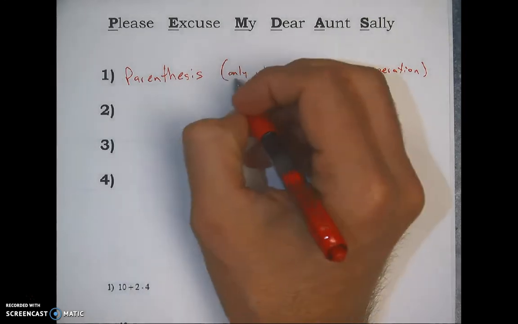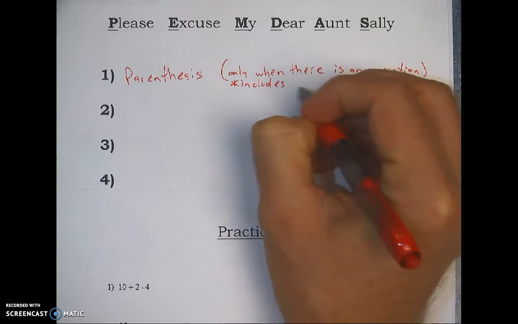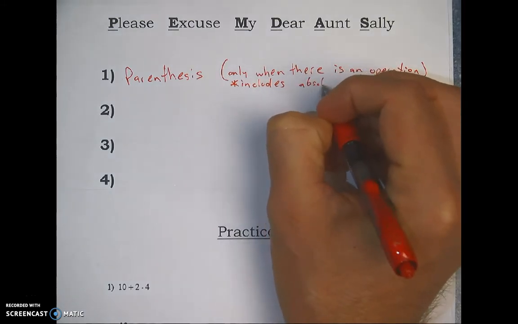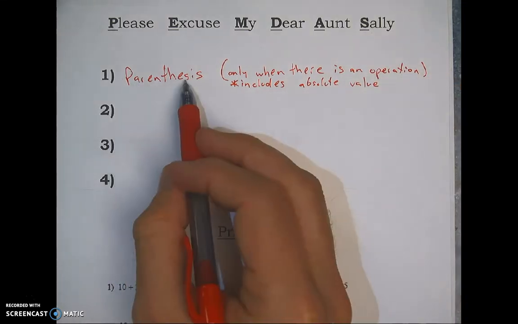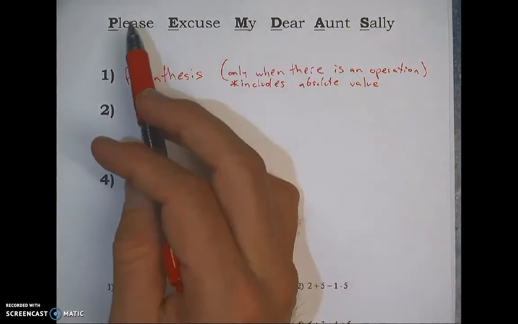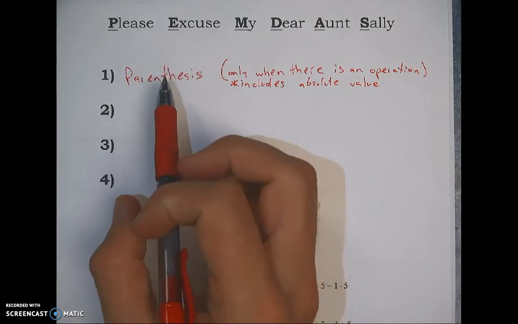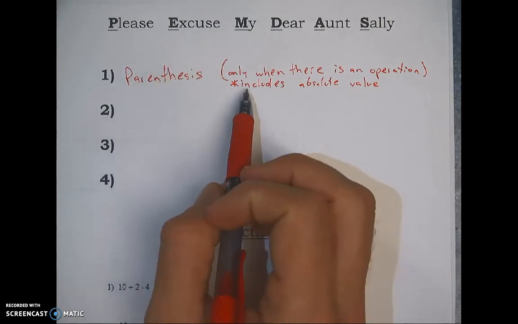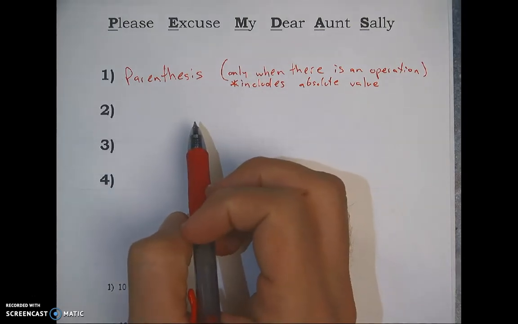This includes absolute value. So we use parentheses as our key word to remember this with PEMDAS and "Please excuse my dear Aunt Sally." But what this really is, take care of things that are grouped. Okay, so that includes absolute value. It's grouping something. We need to take care of the inside before we do anything else.